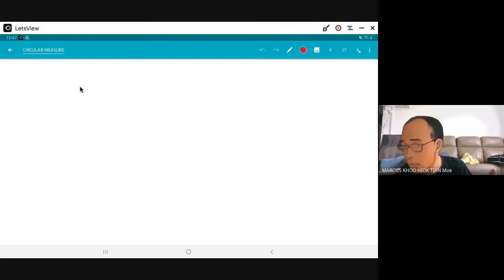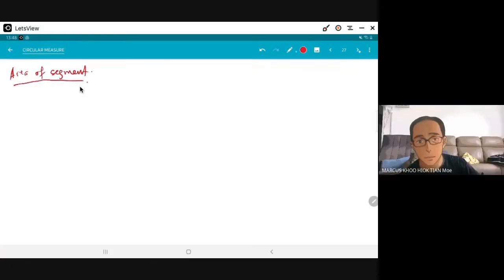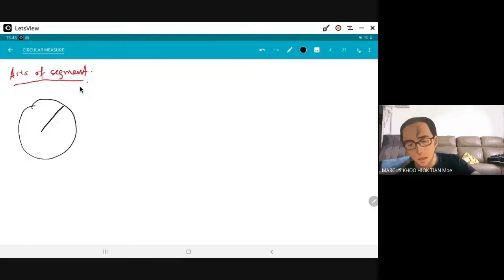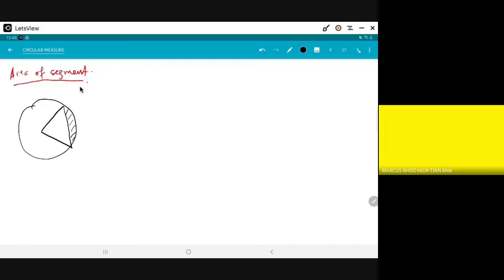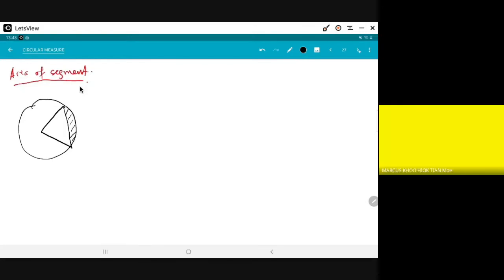Let's now do the second thing, which is, if we have the area of a sector, we must also know how to count the area of the segment. This is very normal. Just to remind you, a segment is an area enclosed by the arc and also the chord. So this is the segment. How do we want to find the area of the segment?